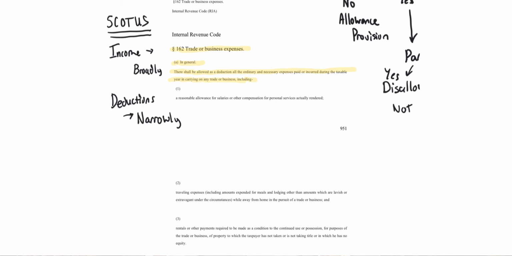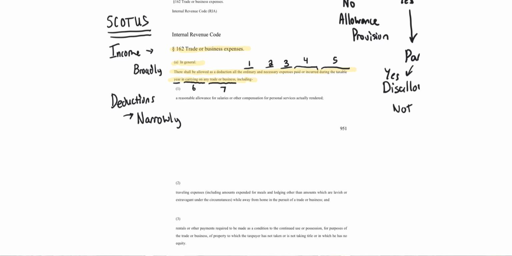Now, the reason why this code section is the most litigated code section in the entire tax law is because these terms, ordinary, necessary, expense, paid or incurred during the taxable year in carrying on any trade or business, they each have their own line of litigation.